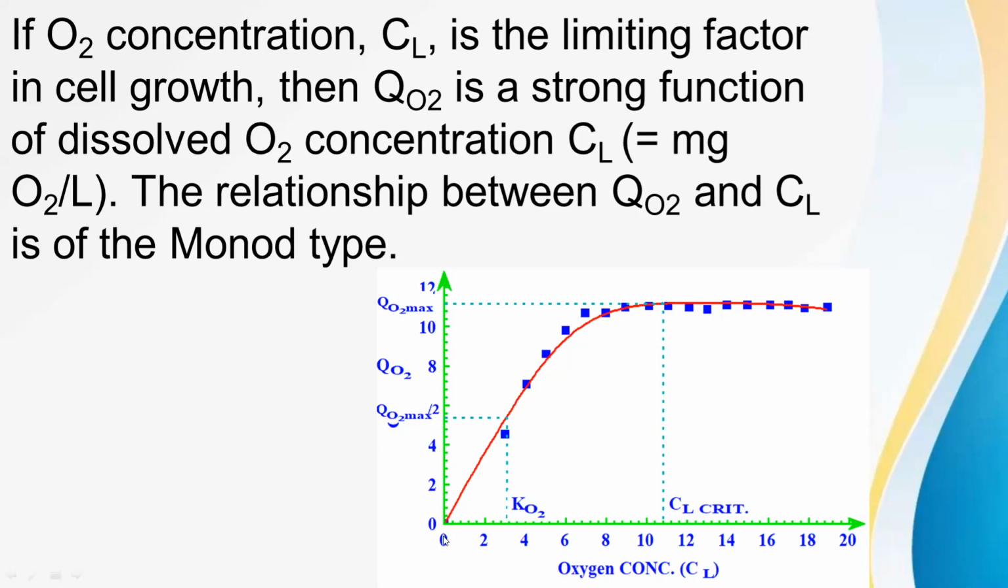If you remember, this is how the Monod graph was also drawn. Here you have the QO2 values, and here you have the oxygen concentration Cl. Initially, when the oxygen concentration increases, QO2, which is the limiting factor, and the growth with respect to oxygen also increase. After a certain stage, it goes into stagnancy.